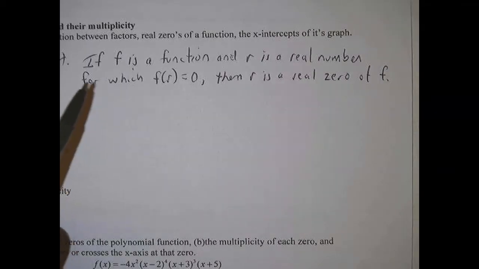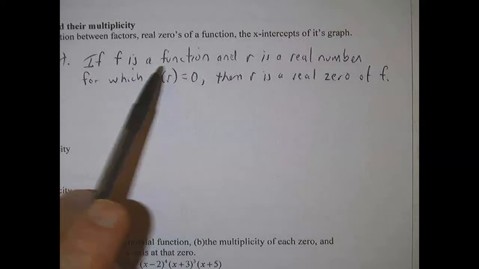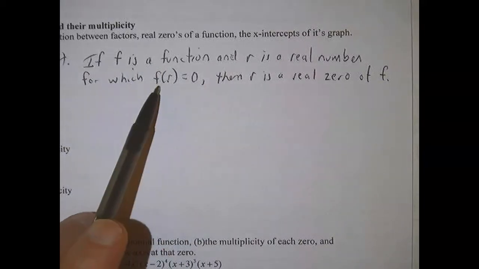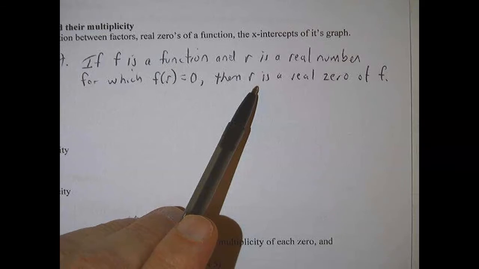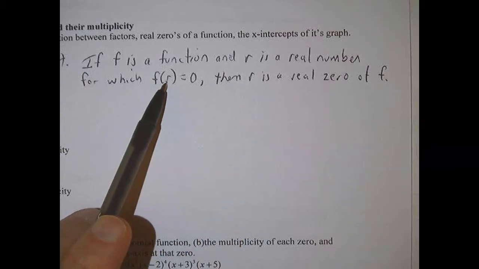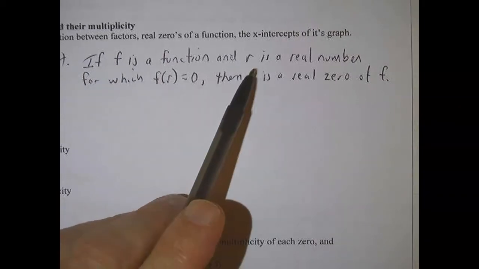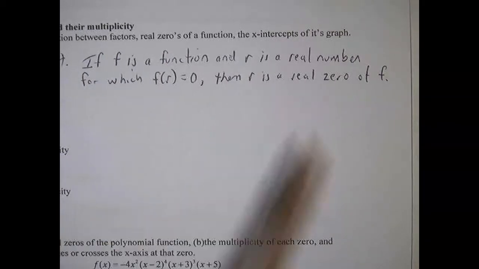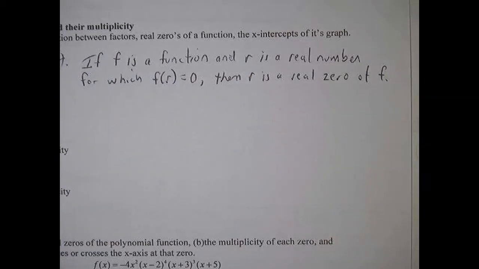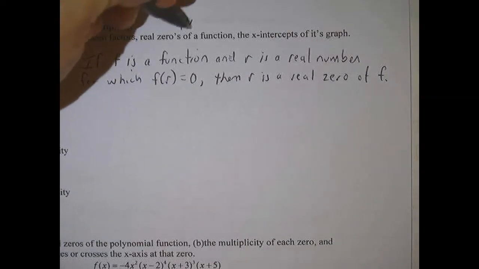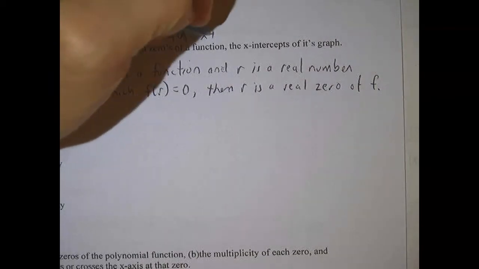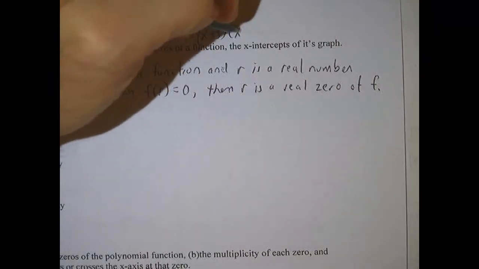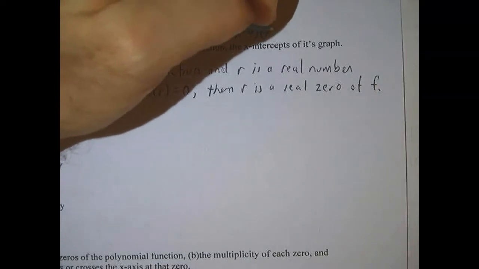Okay, so what I wrote here is if f is a function and r is a real number for which f of r equals zero, then we call r a real zero of that function. In other words, if you plug in that real number, and it makes the function zero, then that number is a zero. So if you have something like f of x equals, let's say, x plus 5 times x minus 4 times x plus 2.